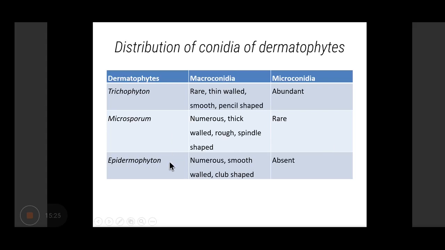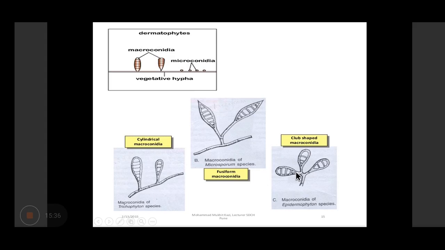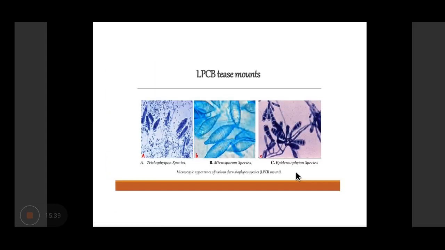In Epidermophyton, microconidia are absent, and macroconidia are club shaped. So this is the LPCB mount which we prepared. This is a Trichophyton species. As I told you, microconidia are more numerous in Trichophyton, so you see many small ones, small in size. These are microconidia and these are macroconidia, pencil shaped, multicellular. Then in Microsporum there are no microconidia, mostly macroconidia.